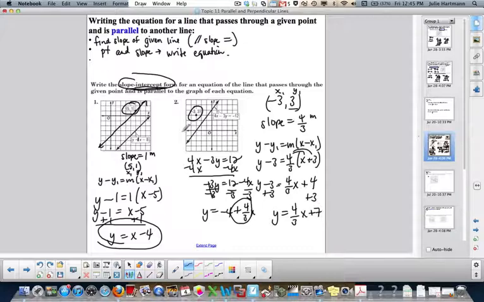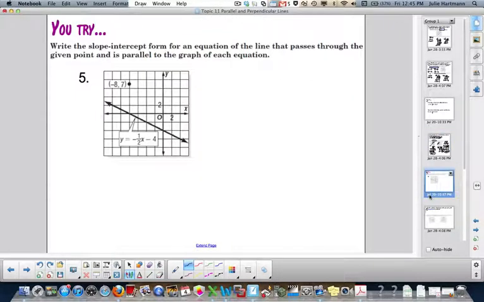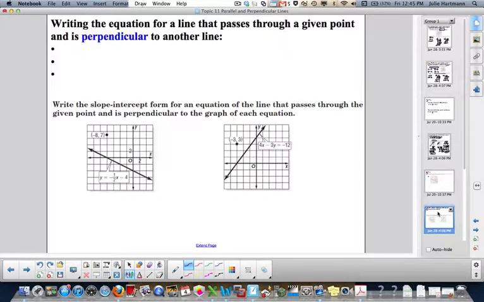Okay, and that's the line that you're looking for. Okay, that equation, y equals 4/3 x plus 7. Alright, so go ahead and try one like that. Okay, you want parallel to this line through the point negative 8, 7. Find the equation.